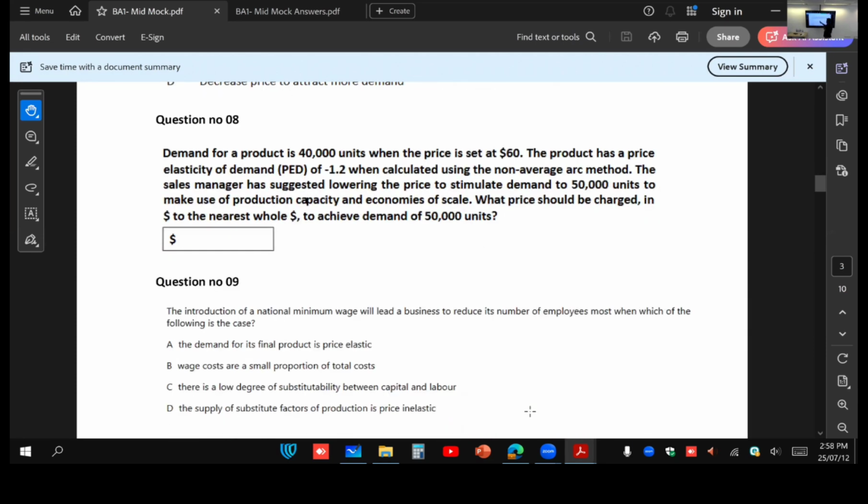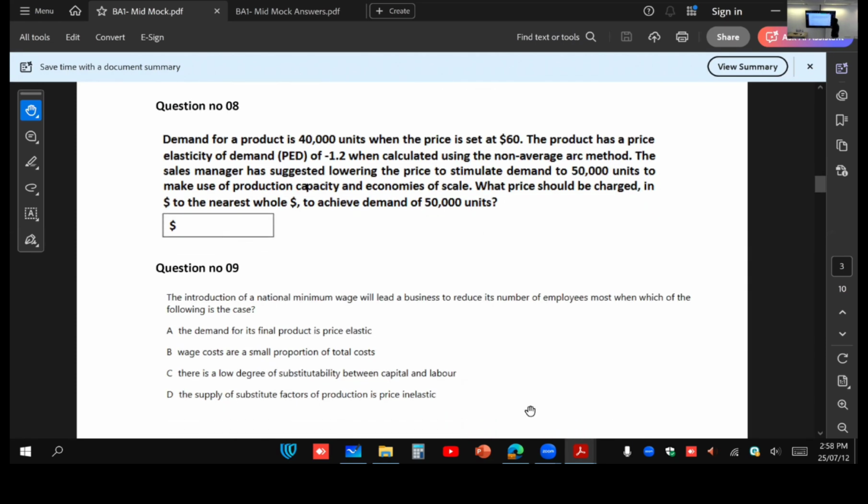Question number 8. Again, price elasticity of demand. Demand for a product is 40,000 units when the price is set at 60. The product has a price elasticity of demand given already, minus 1.2. The sales manager has suggested lowering the price to stimulate demand to 50,000. Then that's asking what price?